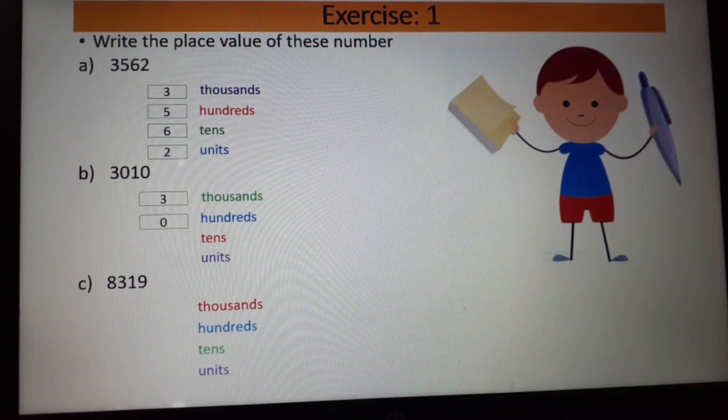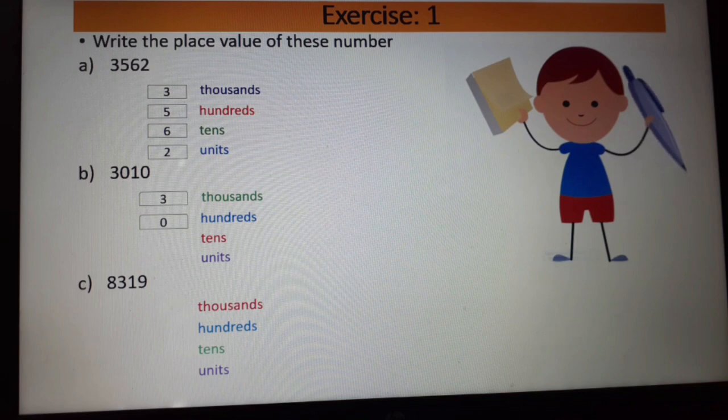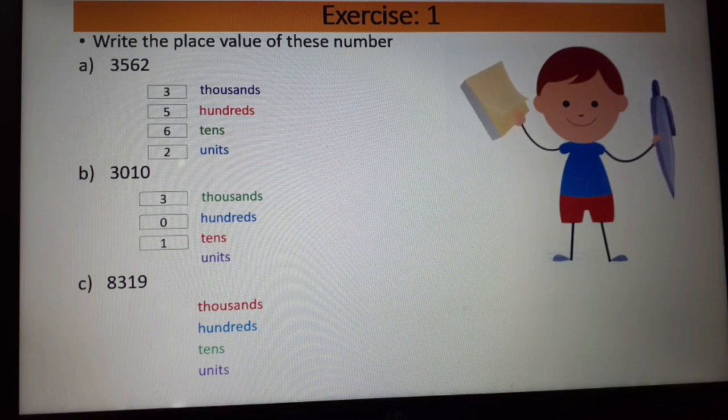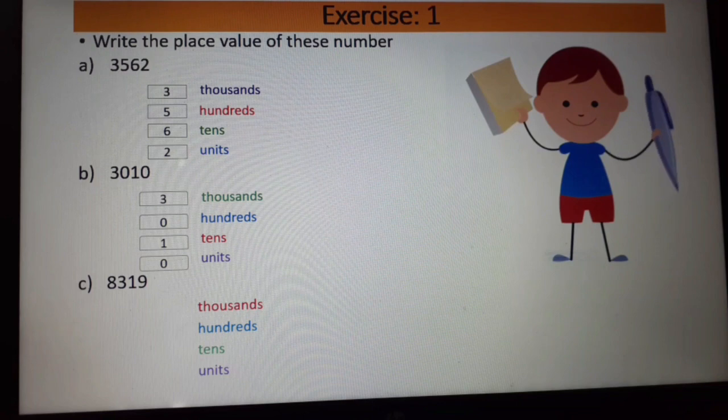So 0 is hundreds. Then 10. Yes. But tens, instead of writing tens, we will write for the digit 1, 1 tens. Yes, and the most right side digit of the number is 0, which will be in the units place value. In the number 3010, the digit 3 has place value 3000. The place value of 1 is 1 tens.